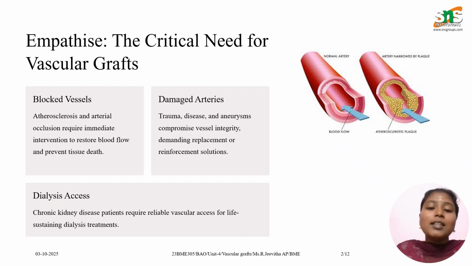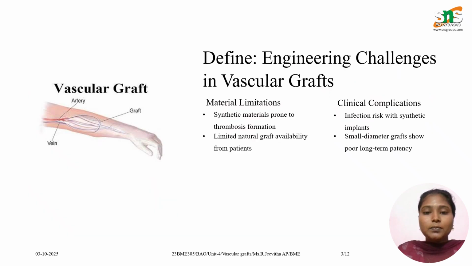The second one is damaged arteries, called aneurysm. In that, the arteries are damaged due to some genetic factors or our normal life process. And the third one is dialysis. For dialysis access we need vascular grafts.